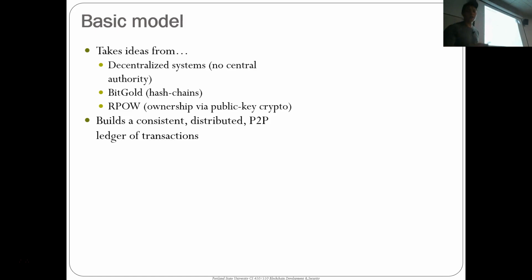Okay, so the basic model of Bitcoin is to take all of the ideas I talked about earlier: decentralized systems where there's no central authority, hash chains for the chaining of transactions and the chaining of puzzles, RPow, and the ownership of a token using public key crypto. It's going to leverage all of these innovations to build one system that tries to do it all. And it's trying to build a system that does a consistent, distributed, peer-to-peer ledger of transactions.